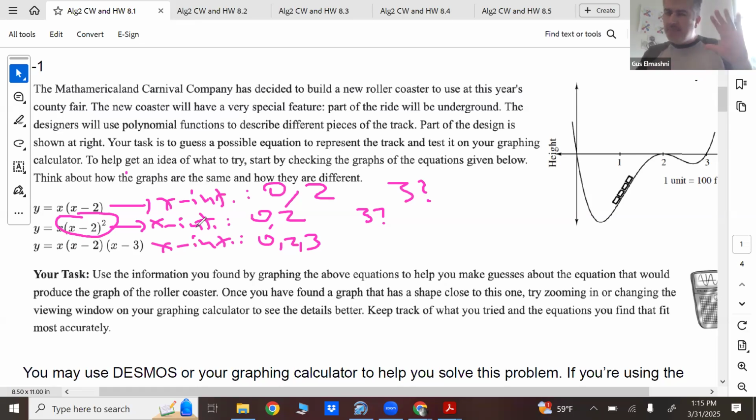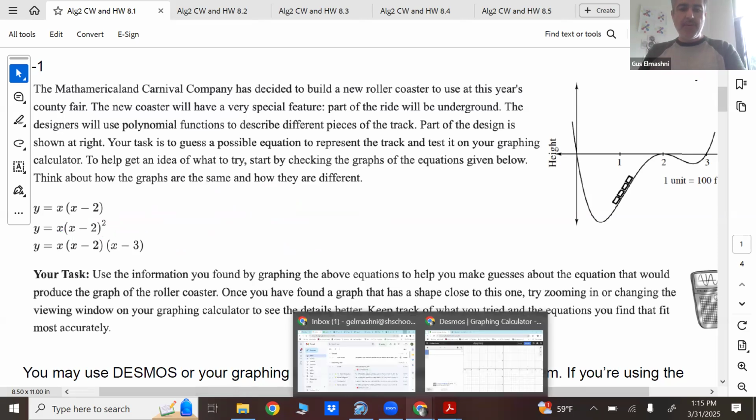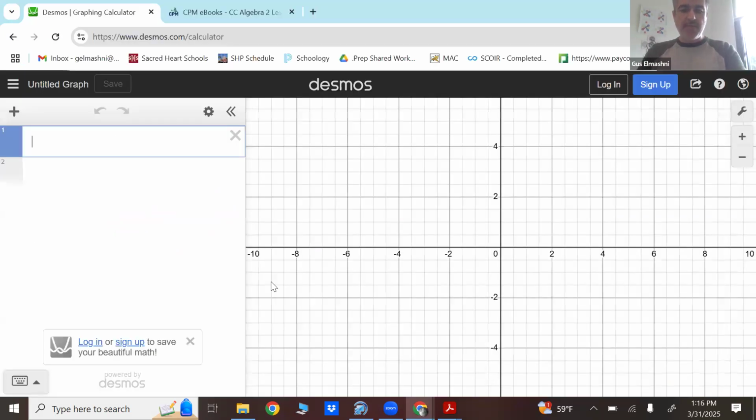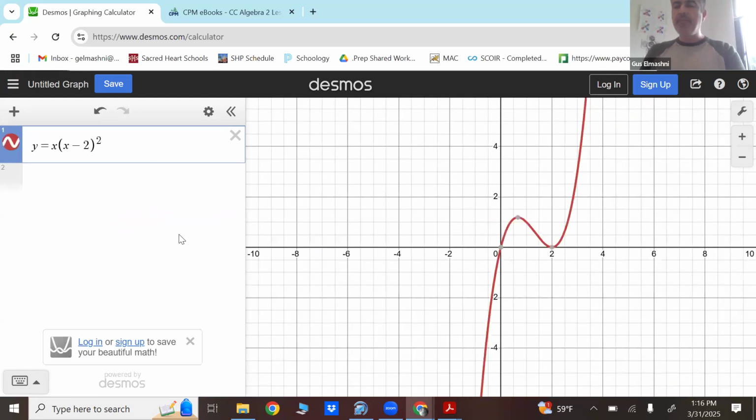So now that I've gotten somewhat familiar with these equations, let's actually graph each one. If I go to Desmos, x times x minus 2. Okay, what kind of shape is that? Not the one that we see in your notes, right? Okay, let's change that to the second power. How's this one different? Cubic, it does touch at 0 and 2. It does bounce at 2, but look at this portion here.